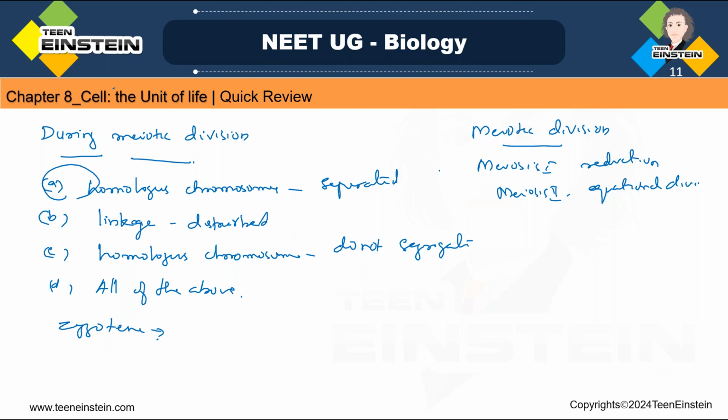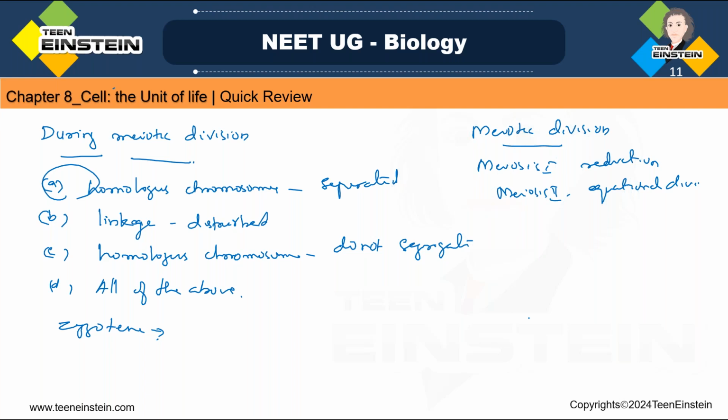Here meiosis 1 we can also call heterotypic division. Heterotypic division, which one? Meiosis 1, and meiosis 2 is the homotypic division. One more name is also there, that you should remember.